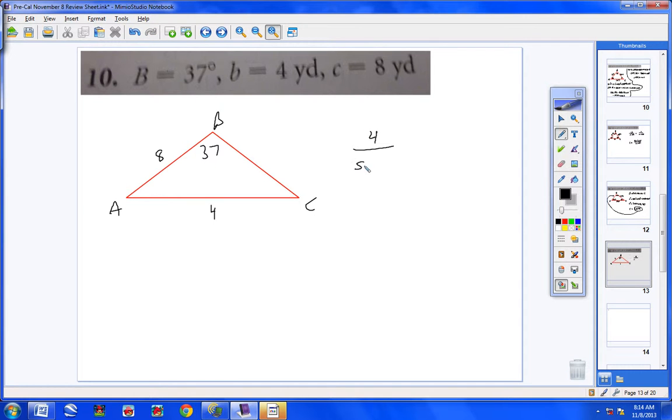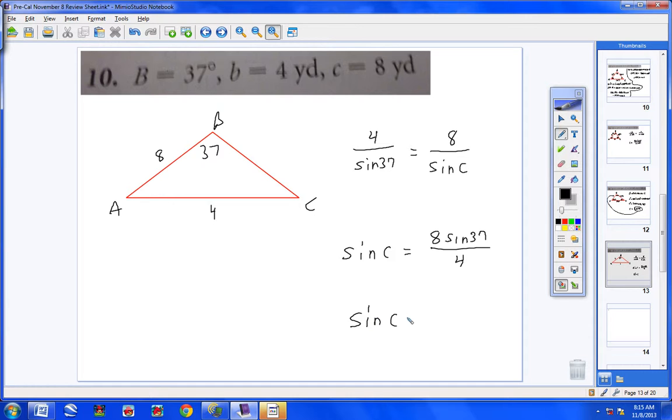So 4 over sine of 37 equals, and then of course we have a length here, so let's look for this angle right here. So 8 over sine of C. Now if I cross multiply and divide, I'll be left with sine of C equals 8 sine 37 all over 4. Okay, now very quickly, if I type that in my calculator, 8 sine of 37 divided by 4, I'm going to get this right here.